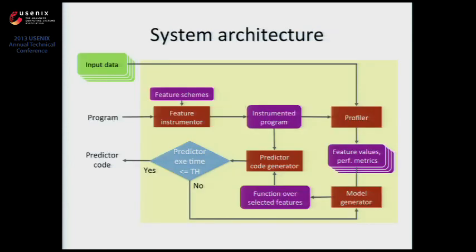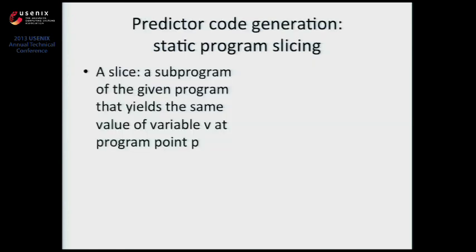The final stage is the predictor code generation part. We use static program slicing to automatically generate predictor code that executes efficiently. Slicing also enables us to use features that occur late in the execution of the original program. So what is a slice? It's a subprogram of the given program that yields the same value of variable v at program point p. So we want the smallest subprogram that meets the slicing criterion, variable v and program point p, with static program slicing. Let's look at an example.